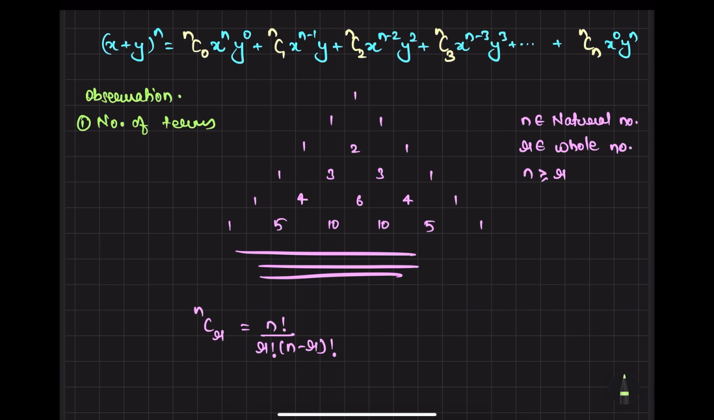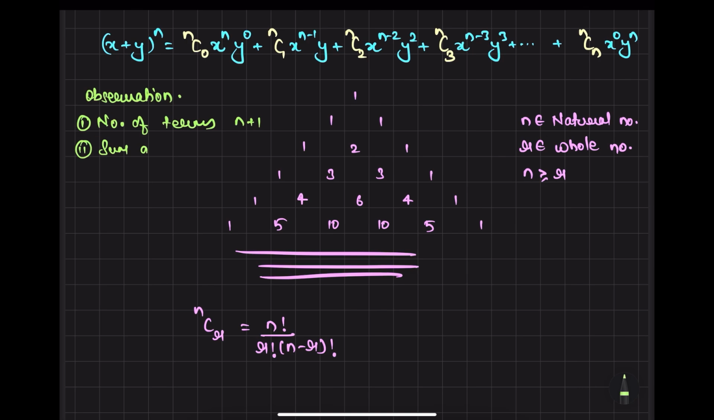Now (x + y)^1. You will have two coefficients, which means you will have two terms. Power is 1, terms are 2. If the power is 2, the number of terms will be 3 because there are 3 coefficients. If the power is 3, the number of terms will be 4. So can I say that the number of terms will be 1 greater than the power? So the number of terms will be n + 1.